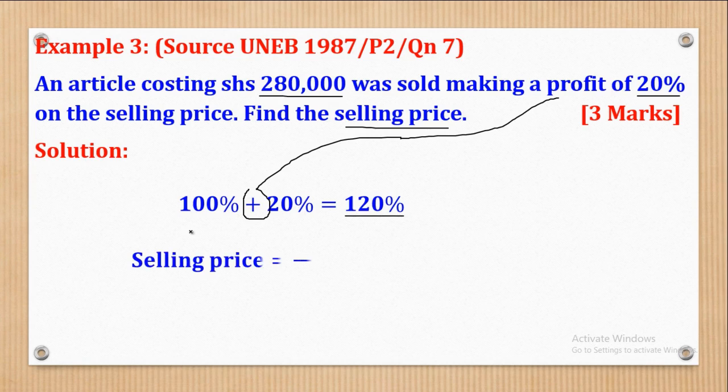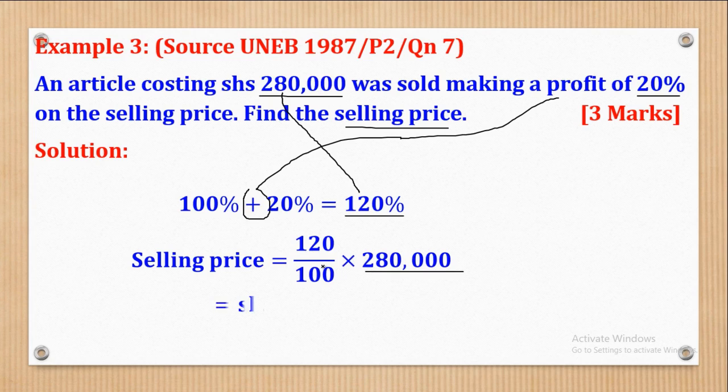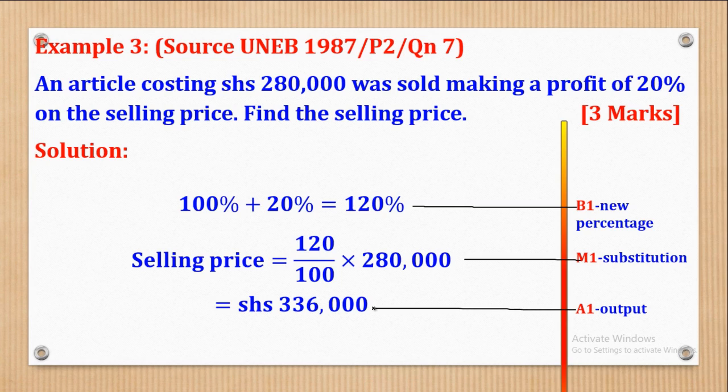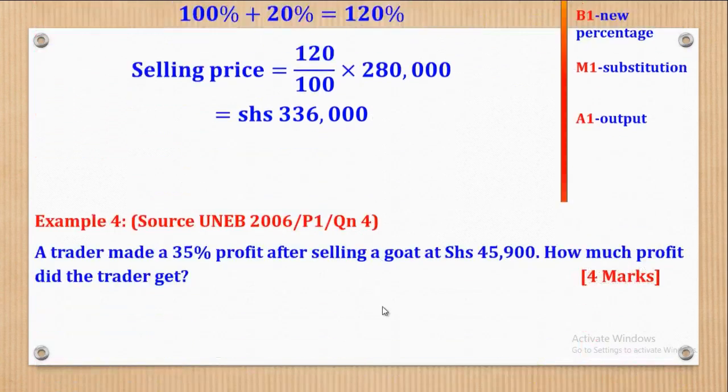Therefore, the selling price will be 120% of the cost price, which will be 120 over 100 multiplied by the cost price, which is 280,000, and you'll come up with 336,000 shillings. So basically that's what they wanted, and now let's see how much can be awarded. Now B1 will be for the new percentage, M1 for substitution, and A1 for the output, and basically that's how the 3 marks could come about.